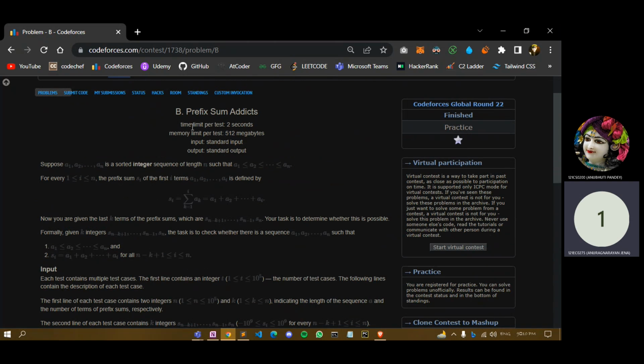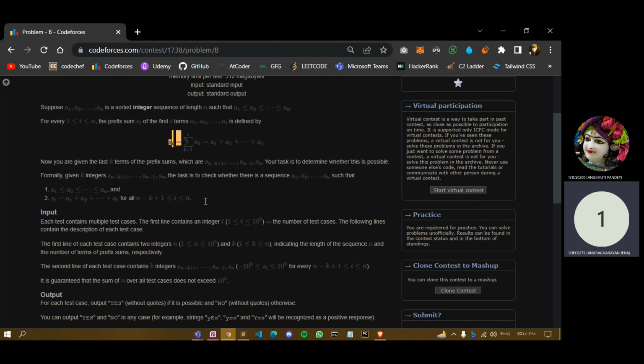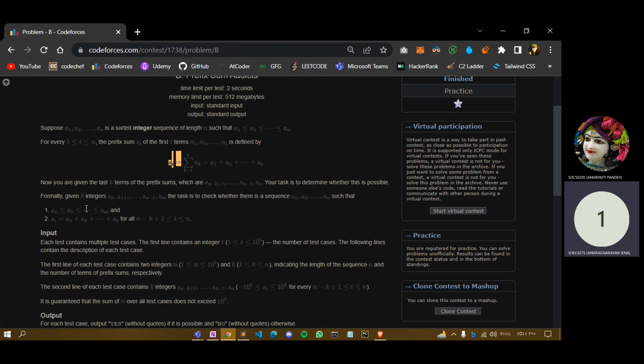The second question was from prefix sum added, and here we are given that S of I is defined as the summation of the first I terms of the array. We are not given the array. Actually, we are given S of I, but we have to find the array. For example, S of I is the summation of A of k till I.